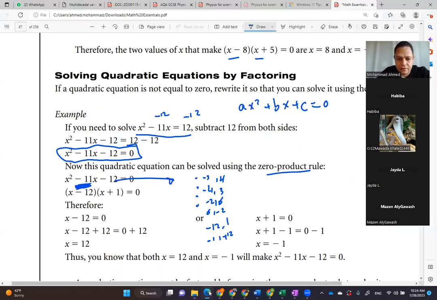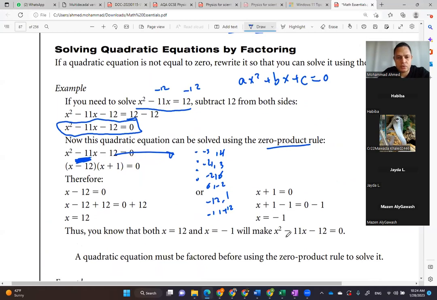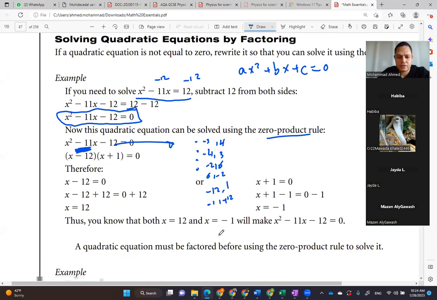So after making this factoring, we're going to do the zero product rule. x minus 12 equals 0, so x equals 12, or x plus 1 equals 0, so x equals minus 1. So the solution of the quadratic equation x squared minus 11x equals 12 is either x equals 12 or x equals negative 1.